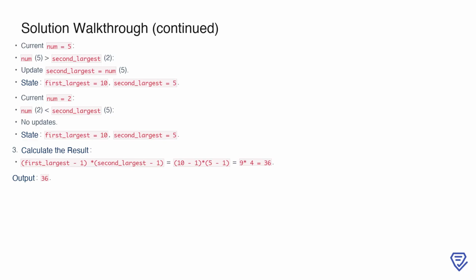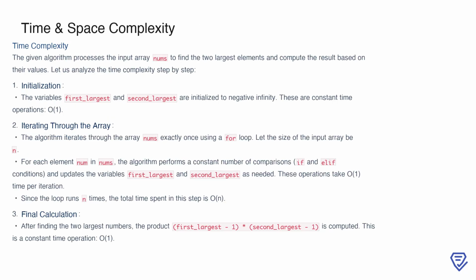With first_largest at 10 and second_largest at 5, we calculate the result using the formula, (first_largest - 1) * (second_largest - 1). Substituting these values, we get (10 - 1) * (5 - 1), which equals 9 times 4, resulting in a final output of 36. To analyze the time complexity of our algorithm, we can break it down into 3 main steps.